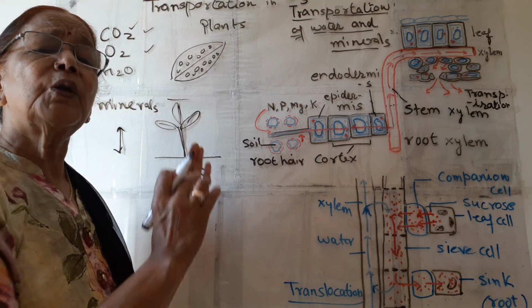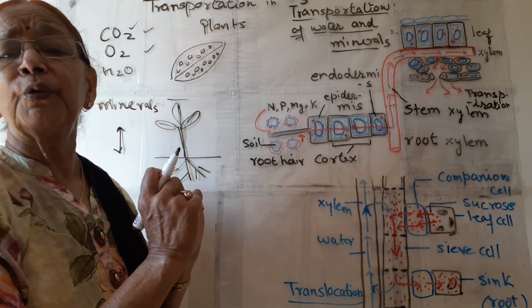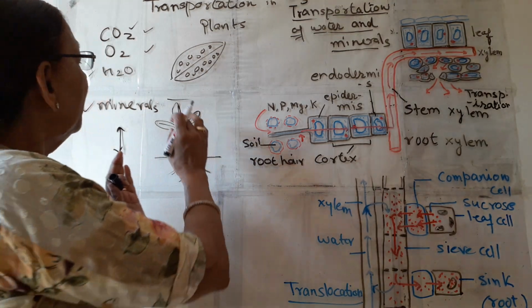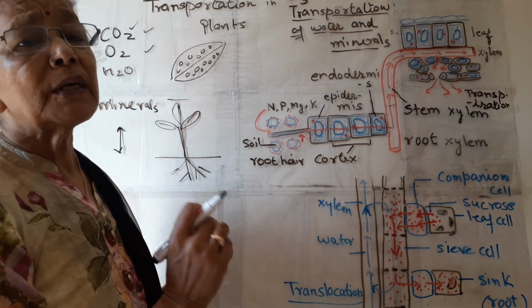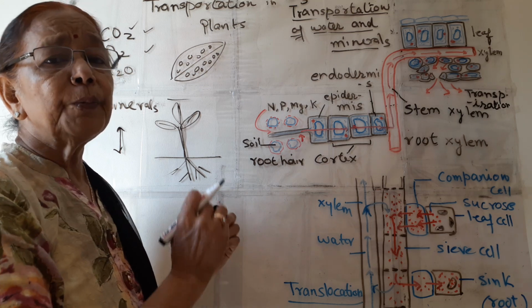So in these tall plants, the osmotic pressure of the cells of roots is not sufficient to carry water and minerals to the top of the plant. So some different mechanism for transportation should be there.